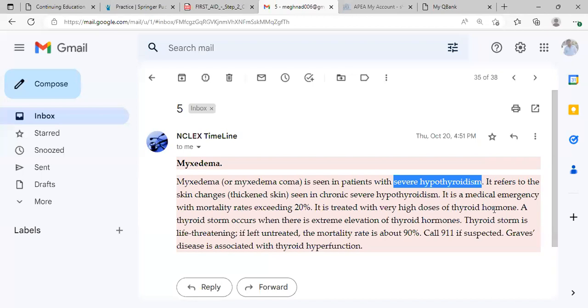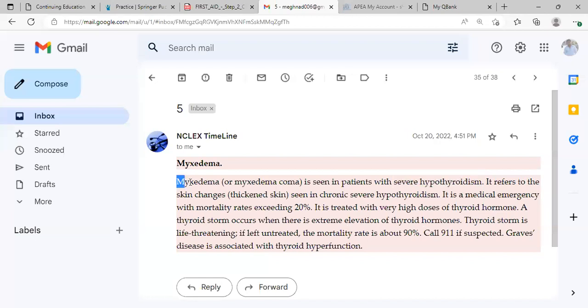If the patient is maltreated, no treatment, and complication arises, myxedema coma, right? So how do we treat it or how can we prevent it? By treatment of high dose of thyroid hormone, T3, T4. A thyroid storm occurs when there is an extreme elevation of thyroid hormone.